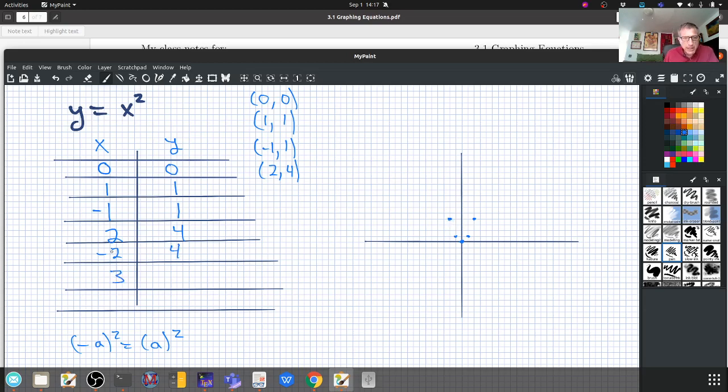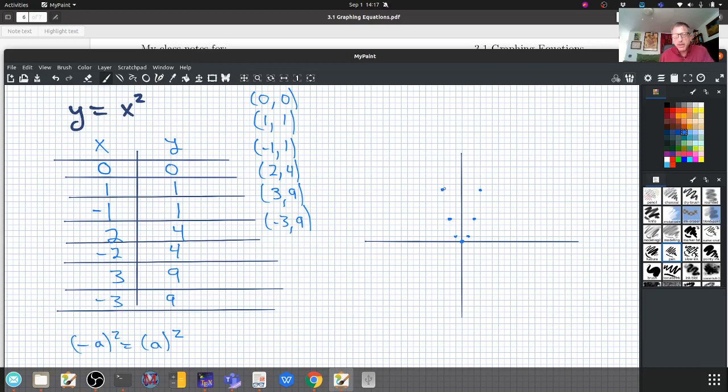Let's do 3. 3 squared is 9. Minus 3 squared is also 9. So I get 2 more points, 3 and 9, and minus 3 and 9. So 3 is 1, 2, 3, and up 9. So that's 4, 5, 6, 7, 8, 9. Minus 1, minus 2, minus 3. That's 4, 5, 6, 7, 8, 9.